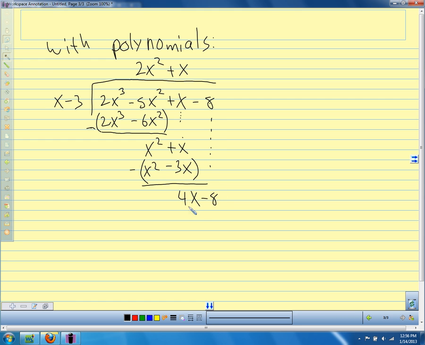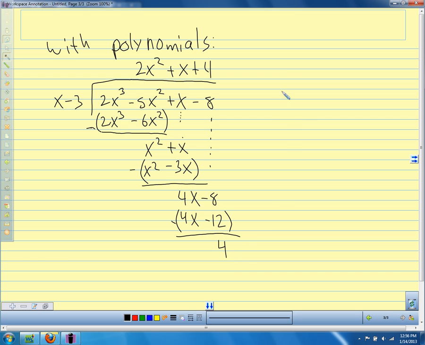How many times does x go into 4x? What do I need to multiply by? I can multiply x by 4 to get 4x plus 4. 4 times x is 4x. 4 times negative 3 is negative 12. I subtract. 4x minus 4x is 0. Negative 8 minus negative 12 is negative 8 plus 12. And I get 4. And now I'm going to stop. So my remainder is 4.